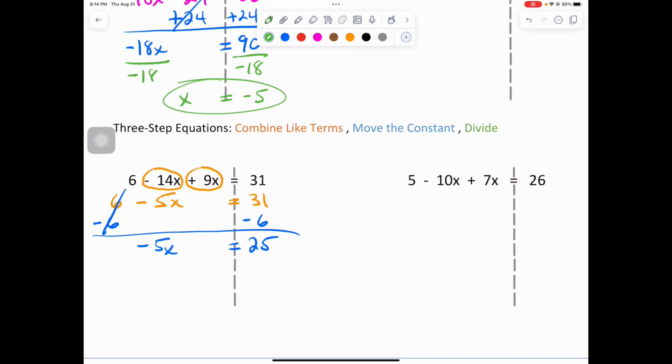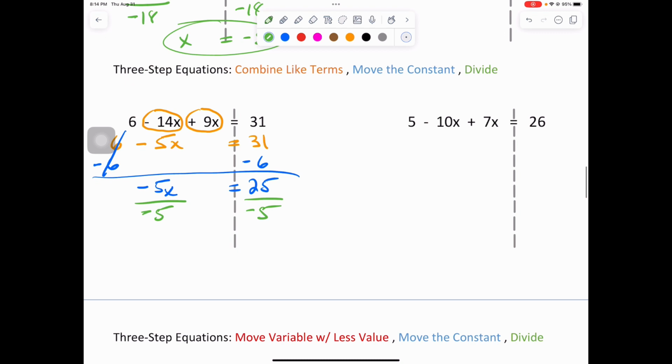And again, we just divide. Okay, what are we dividing by? Wonderful job, negative 5. Thank you so much. Negative 5 divided by negative 5 is 1, leaving us our x. Bring down your equals. 25 divided by negative 5 is negative 5. Go ahead and circle your answer.